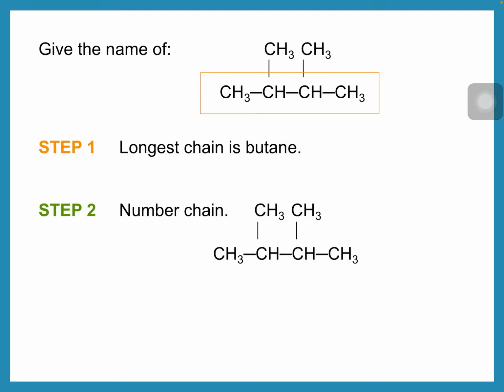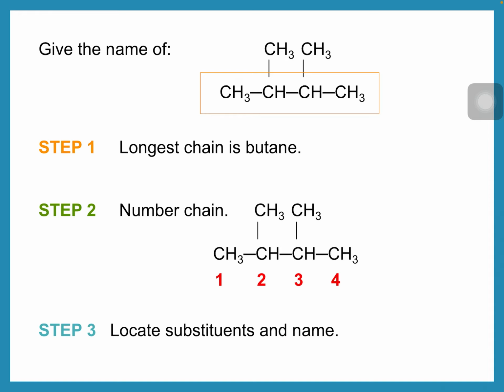And then we're going to number that chain. And once again, in this case, it doesn't matter which end we start from. So I've got 1, 2, 3, 4. And so off the second and third carbons, I have methyl groups. So this time, just like when we had 2 double bonds and we were going to say diene, we're going to use that same prefix here for methyl groups. So we have 2 methyl groups. So instead of methyl, we're going to go with dimethyl. And then they are off the second and the third carbons. So I have a 2,3-dimethylbutane.